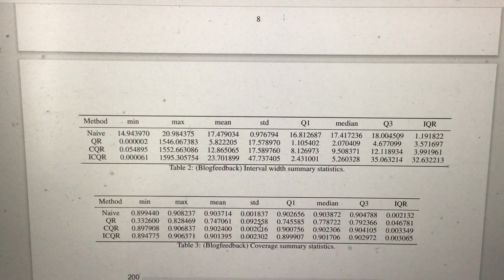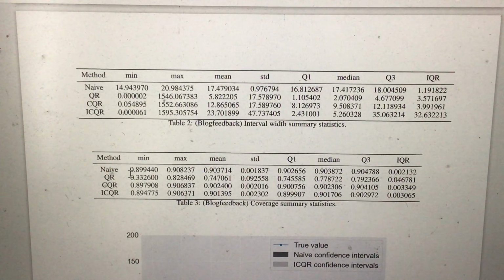So also we can look at the coverage. Although QR and ICQR look similar, with similar minimum and maximum, we can find the coverage of QR: the minimum will be 0.33, 33%, too small. Even the maximum is only 82. So quantile regression maybe will not be good.